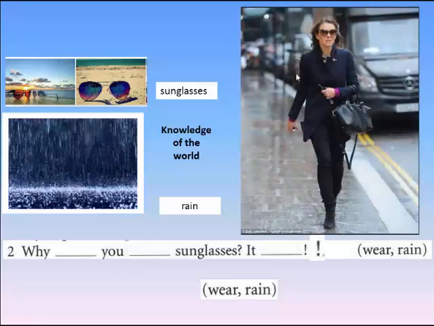Here we have a girl, rain, sunglasses. Now, why are you wearing sunglasses? It's raining. In this case, there are no hints in the sentence. You need to find the hints from your knowledge of the world.